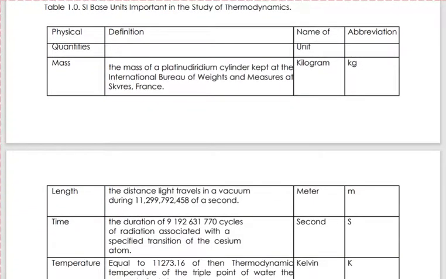So we come back to the physical quantity mass. The correct definition is the mass of a platinum-iridium cylinder kept at the International Bureau of Weights and Measures in France. Its unit is the kilogram, and the abbreviation is kg. So I presented here the correct definition of mass and how this measurement is derived.